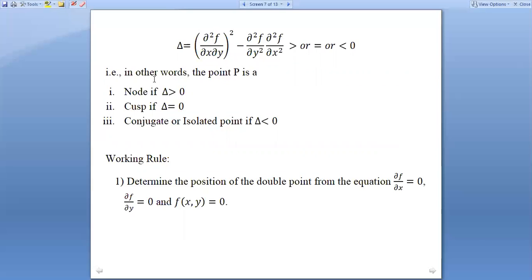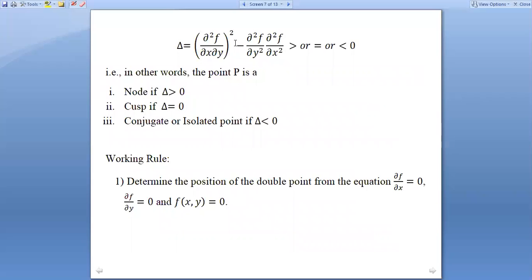Suppose this delta is greater than 0, then it becomes a node. The reason is, if delta is greater than 0, you will have two real and distinct solutions. So when there are two real and distinct solutions, you will have two real and distinct tangents corresponding to that. So you will get a node.